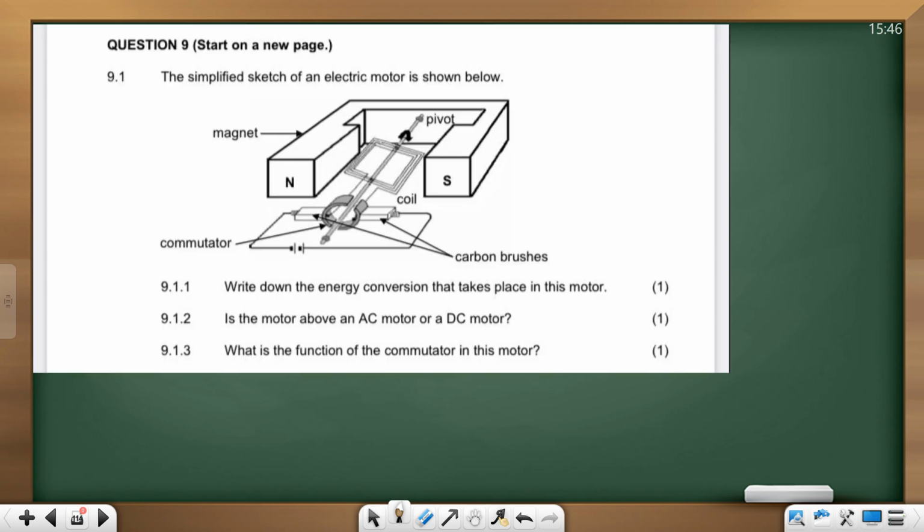If there's anybody having a challenge, do let me know. We need to move away from that and move to generators quickly. Generators. The simplified sketch of an electric motor. Quickly, let's talk about motors.